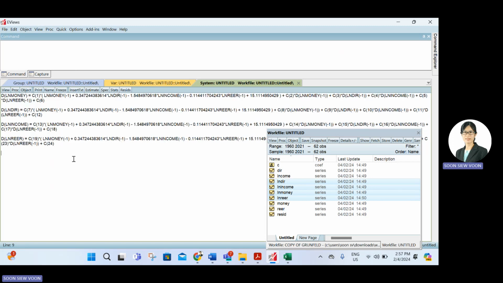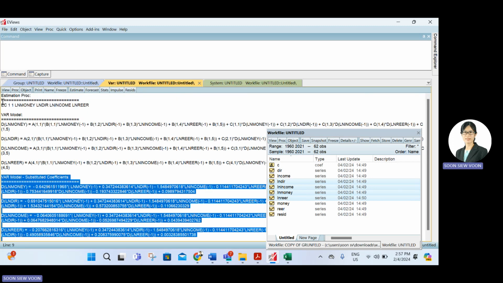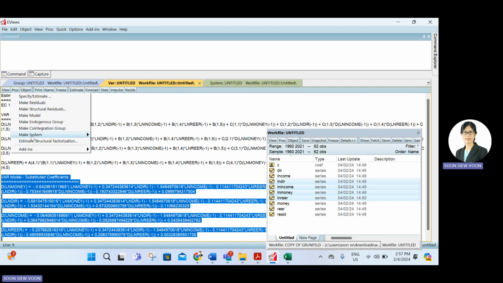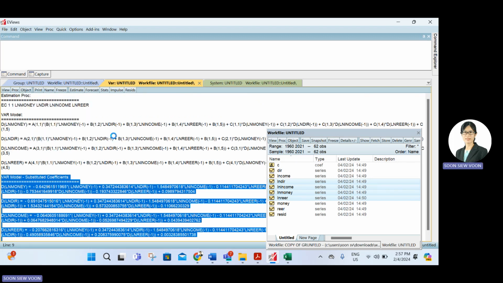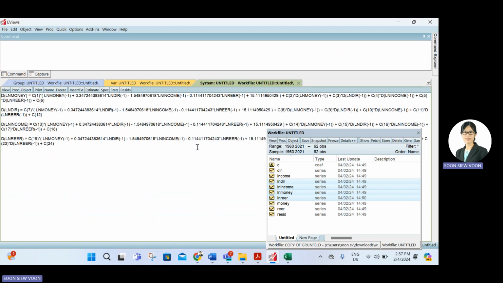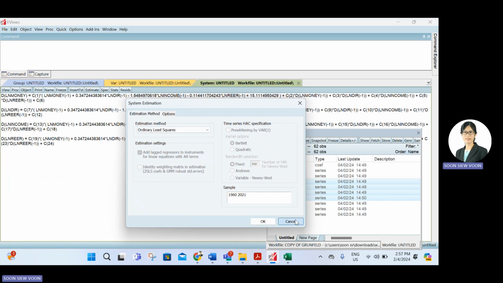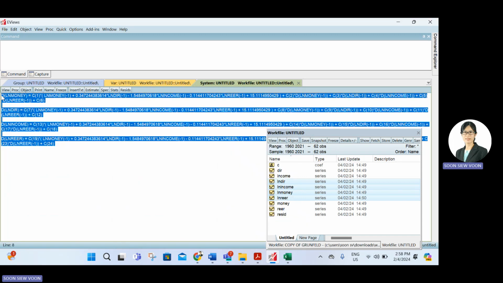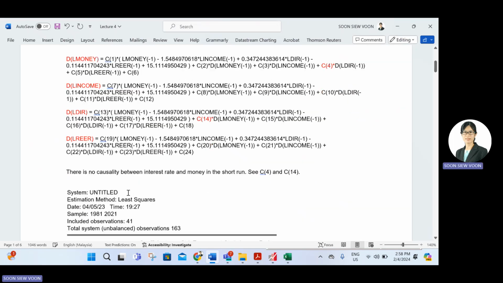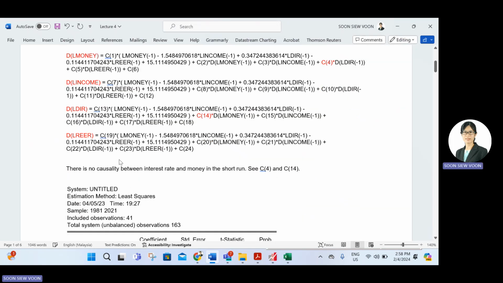Again, go to Proc just now, make the system order by variable, and then you estimate. You estimate, then you can see the result. But before that, this is my representation, so see whether it is the same or not.